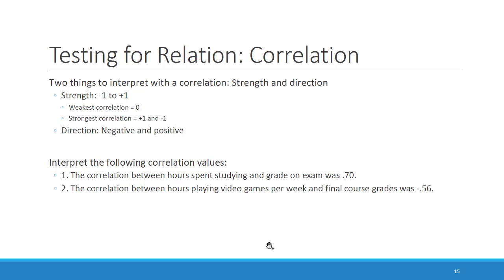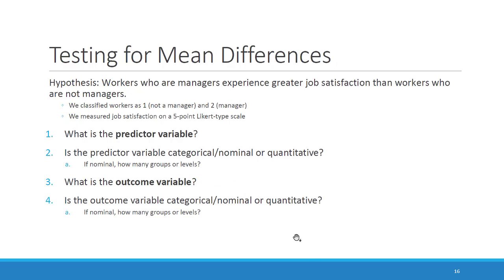Is it strong or weak? Well, is 0.56 closer to 1 or closer to 0? It's closer to 1, and in fact, it is a fairly strong correlation. Let's go through another example, and this time we'll be talking about something different than correlation. We'll be talking about mean differences.